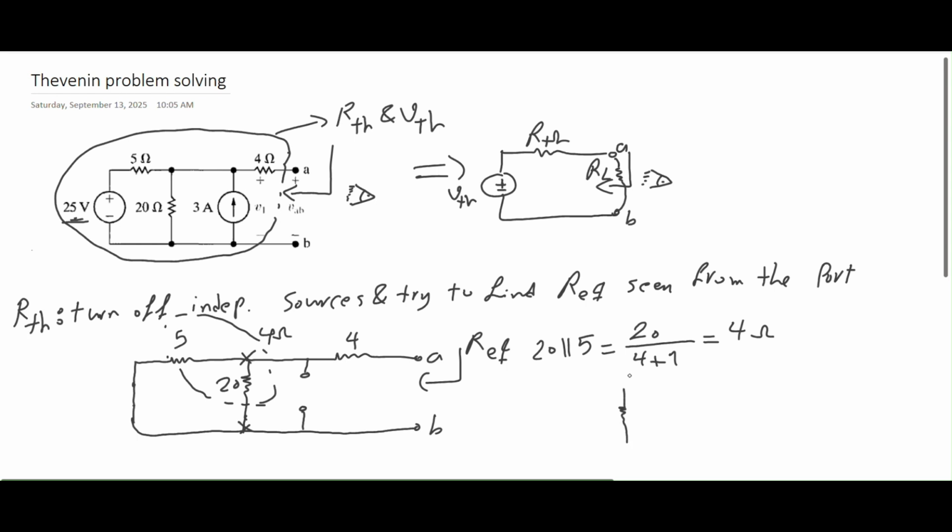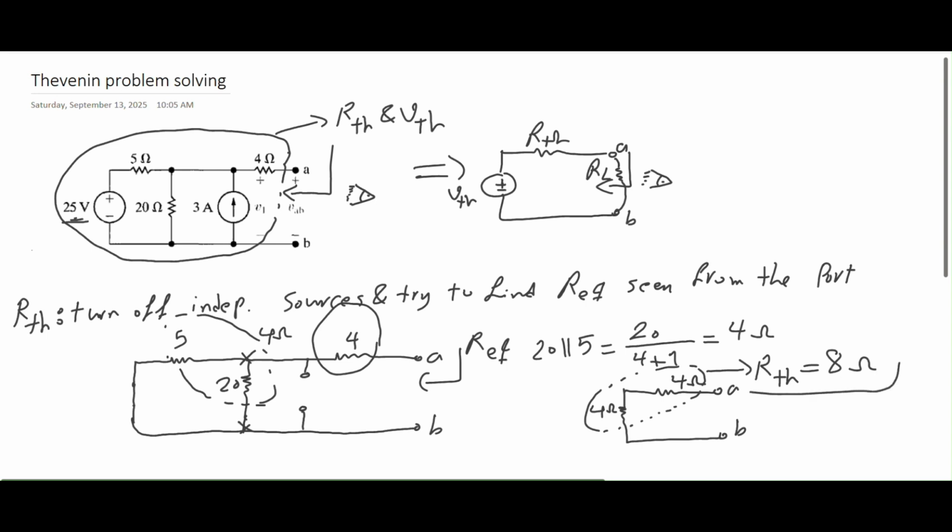And if I try to simplify the circuit, I have 4 ohms now, which is in series with this 4 ohms here, and then I reach out again to my port AB. So now it's easy to find the equivalent resistor, which is my Thevenin resistor. It's 4 plus 4, which is 8 ohms. So the Thevenin resistor for this circuit, which is seen from port AB, is 8 ohms.